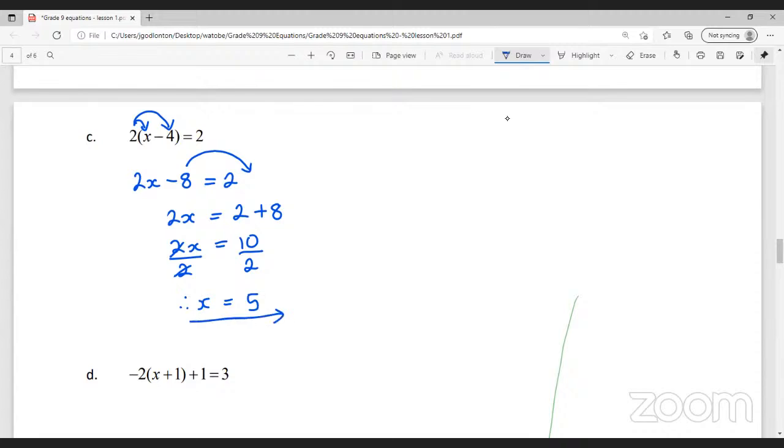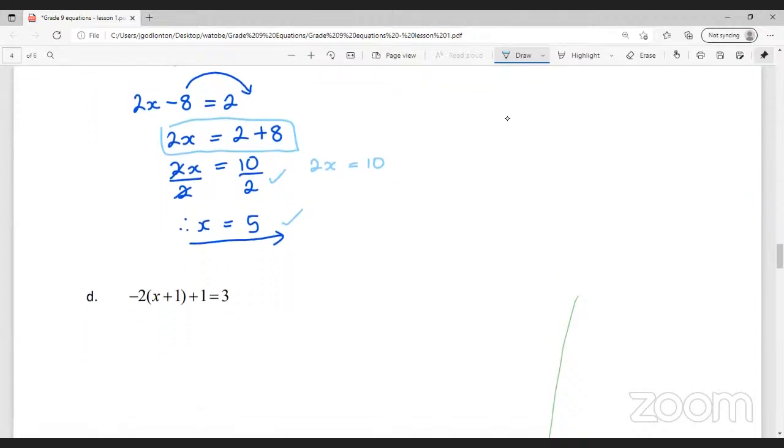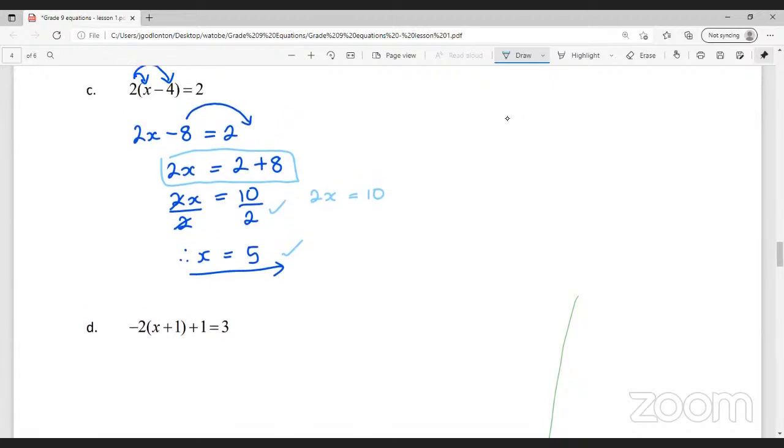Okay. Now there are certain things like this step here. If you feel comfortable doing that in your head, you can jump straight to saying 2x is equal to 10. You don't need to show me that you're plussing an 8, but you do need to show me that you're dividing by 2 and you need to show me your final answer. Okay. All right. I'd like you all to give D a try for me.